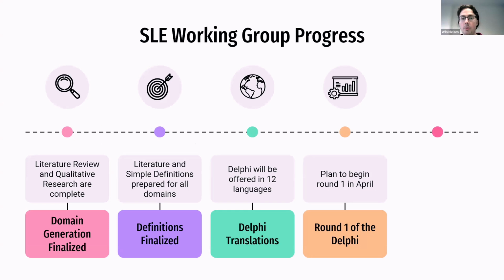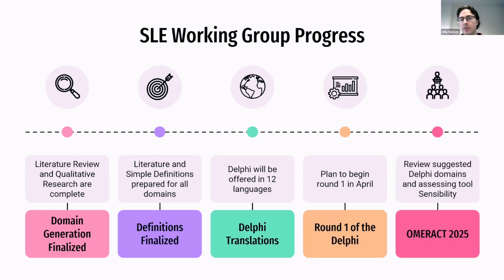And we're hoping we can begin in round 1. We've already received our ethics board approval. They just have to review the translations as soon as we get those, and those are being done by a translation service right now. So we're hoping to get that soon. Delphi is already built on REDCap, we just have to input those translations, which is mostly copy and paste. And we're hoping we get going in April so that we can have our results for the OMERACT 2025 conference in Barcelona. There we were hoping to review the initial results of the first round, as well as the suggested domains.